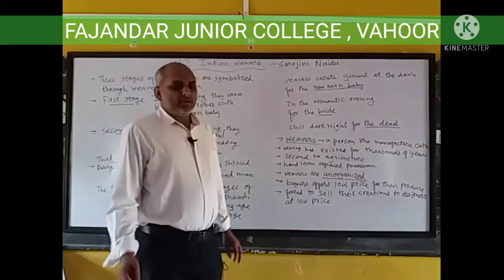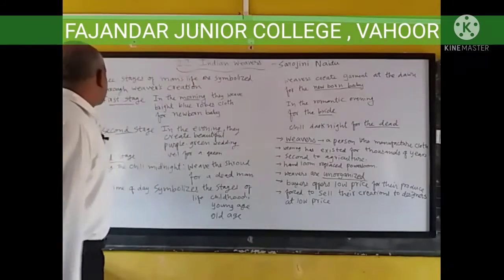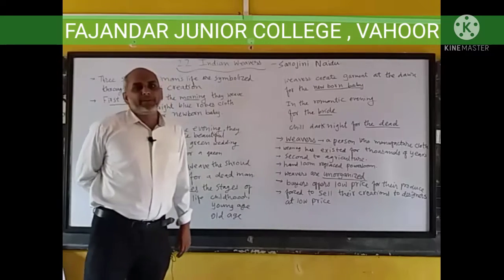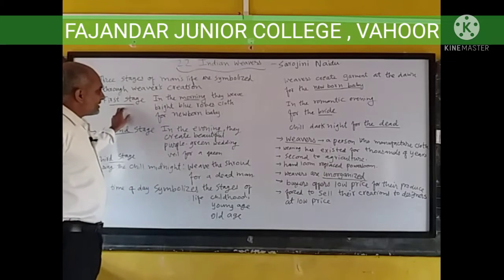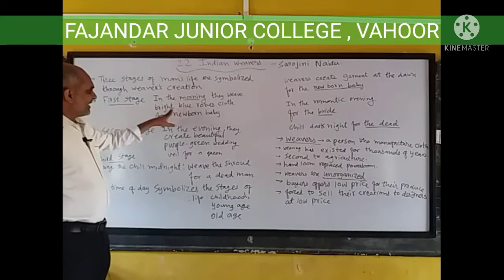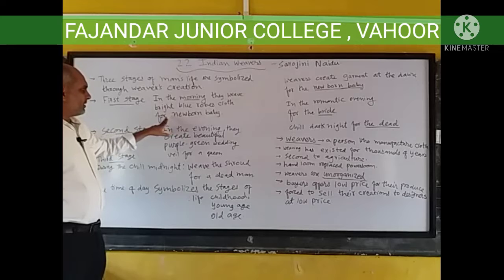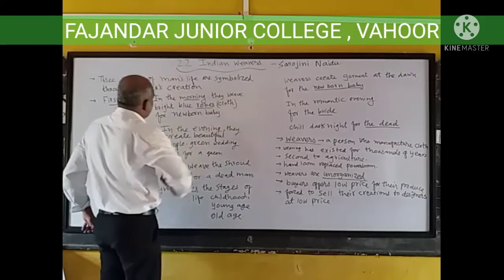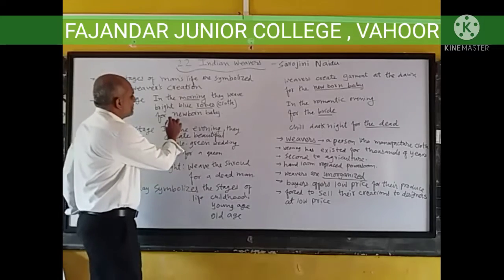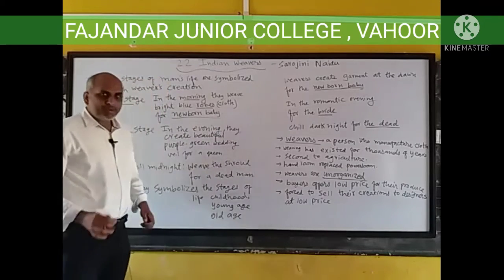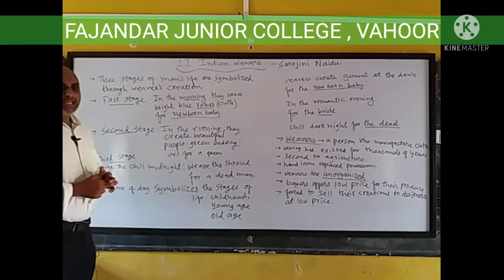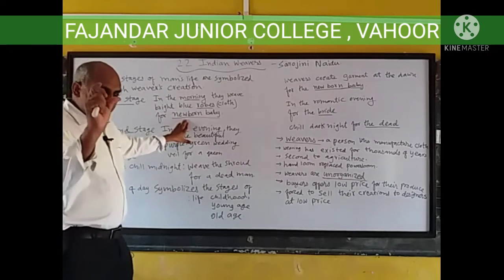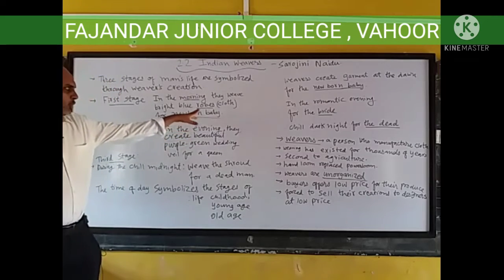Now let us come to the text. Indian Weavers. The three stages of man's life are symbolized through the weaver's creation. First stage: in the morning they weave bright blue robes. Robes means cloth. A robe is a cloth for a newborn baby. The poet Sarojini Naidu asked the weaver, what are you weaving in the morning time? Then they say that we are weaving, that is, preparing, cloth for the newborn baby.